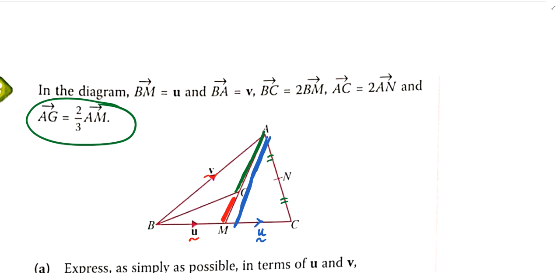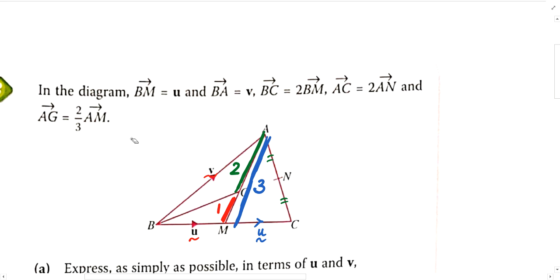No. Let me try again. Just now we said this is 2, and we said that this is 3. Am I right? So the green to the red, it will be 2 is to 1. Okay. This is what we need to do mentally. Can we do that?